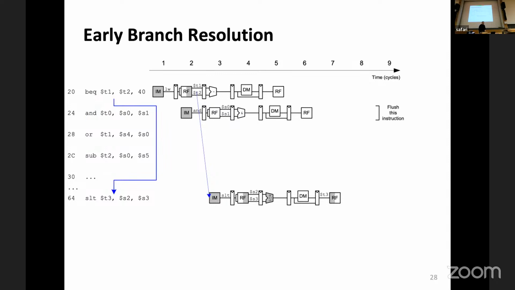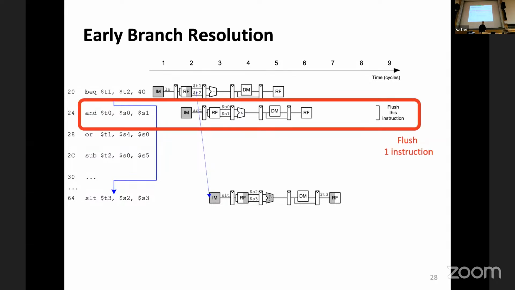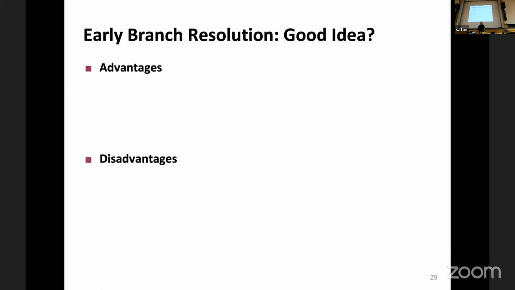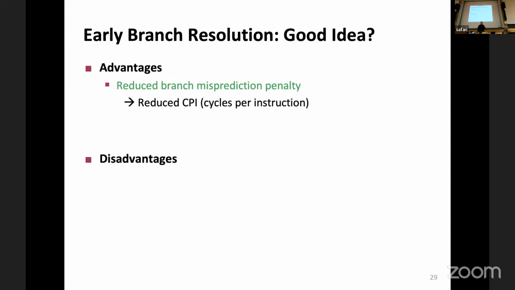Okay, so with this early branch resolution, we have only one instruction that we need to flush, because you already fetched the next instruction from PC plus 4. But basically you reduce the overhead from 3 instructions to 1, which is a good thing. So as an advantage, it reduces the branch misprediction penalty, which in the end reduces CPI, which is cycles per instruction.